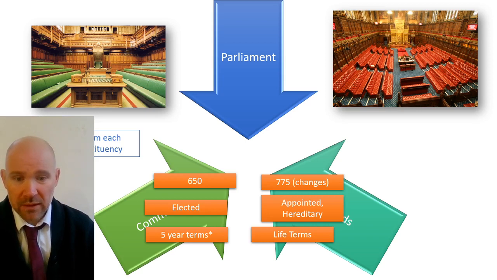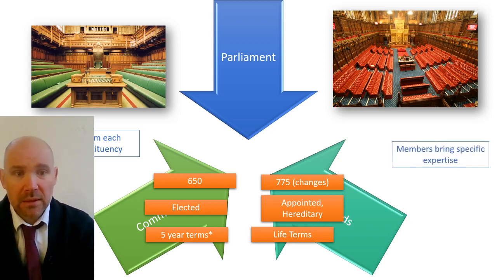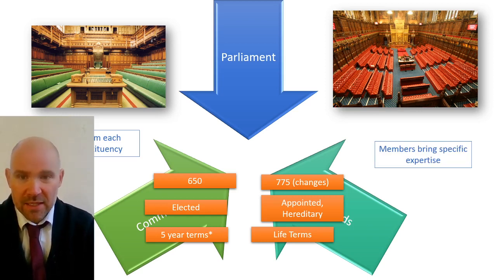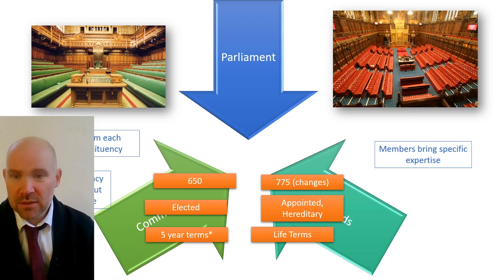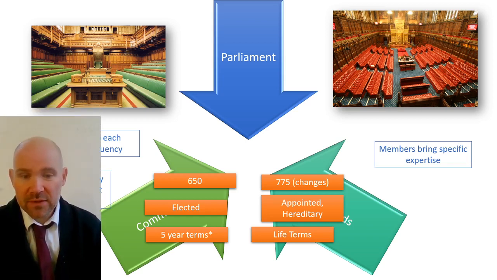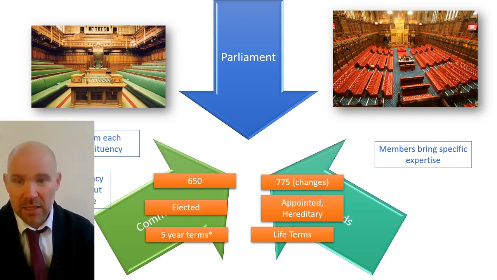Whereas on the other side, he says, going back to this time, the members are not elected and they are not from a constituency. They are there because of their expertise or their experience in certain areas. Each constituency represents about 70,000 people. It does change because population changes.